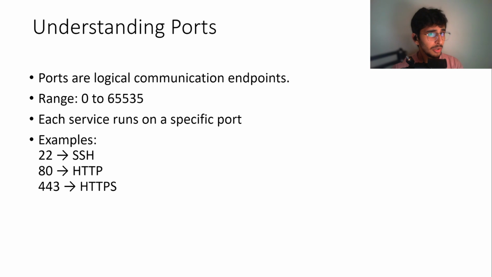Ports are just numbered entry points used by applications. They go from 0 to 65,535, and each service usually sticks to its own number. For example, port number 22 is associated with SSH, whereas 80 is HTTP, and 443 is just the secure version of it, that's HTTPS. It's like every service has its own room number.